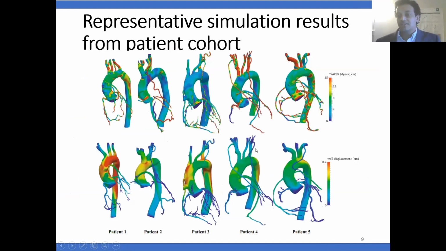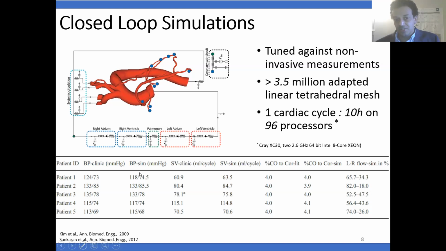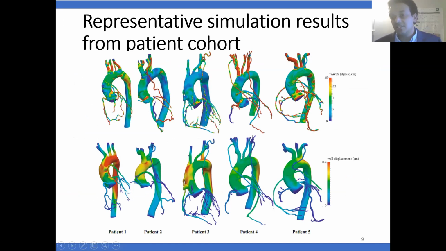So what's the result from these simulations? We simulated these using this framework. We simulated 5 patients, as you can see here, and you do see that we are able to match the clinical values pretty well, within 10% error in most of these patients. And you end up with this elaborate spatial as well as temporal distribution of clinically important metrics, such as time average wall shear stress or wall displacement. Now, you can measure pressure in the clinic, but it's very hard to measure time average wall shear stress, which is clinically more important because it dictates your endothelial cell signaling.